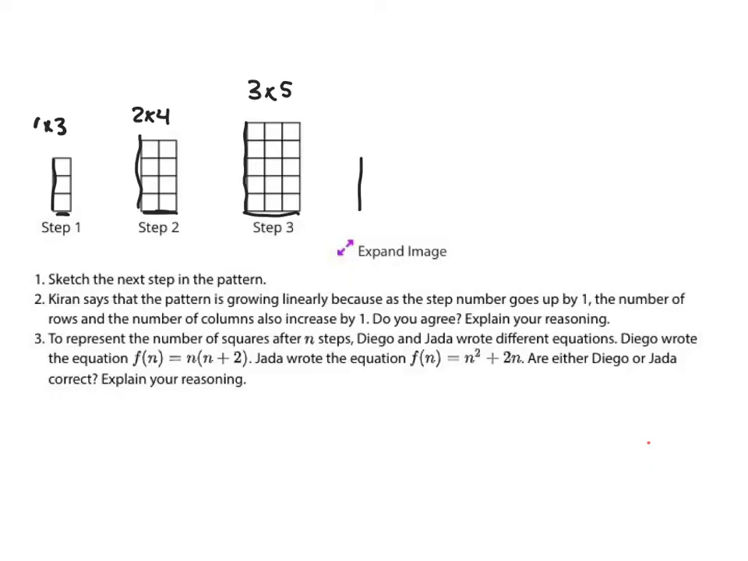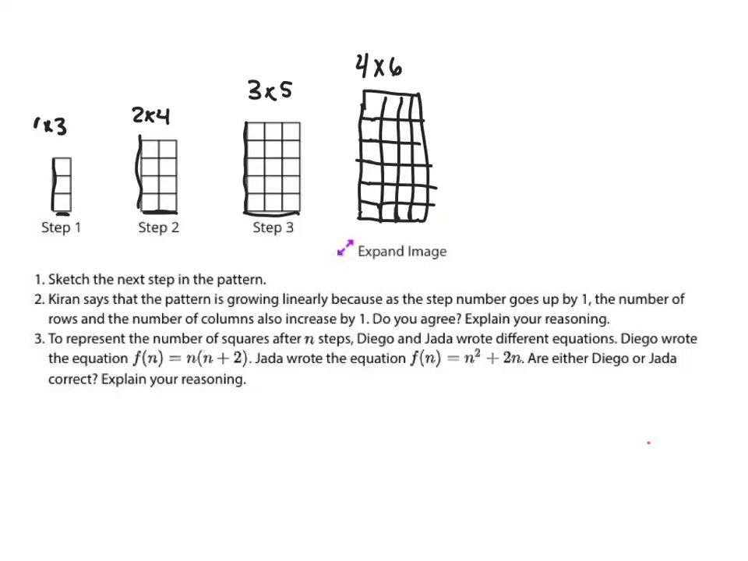So step 4 would be 4 by 6. If I only had graph paper. That would be step 4. See, we looked at the pattern for the first 3 steps, and then we tried to replicate the pattern for the 4th step.